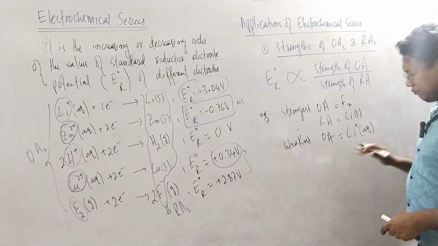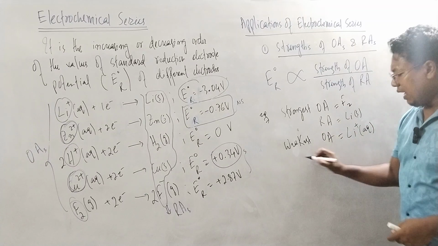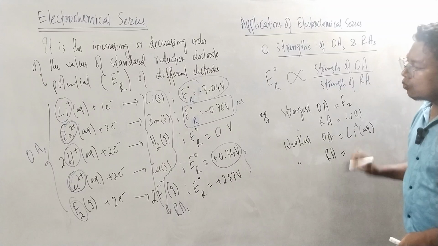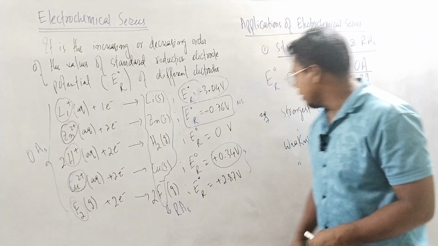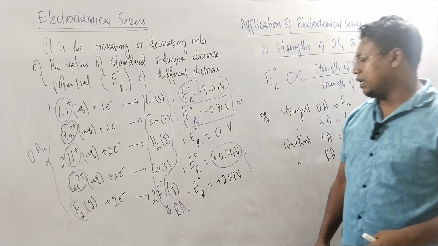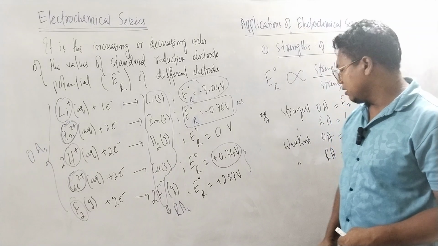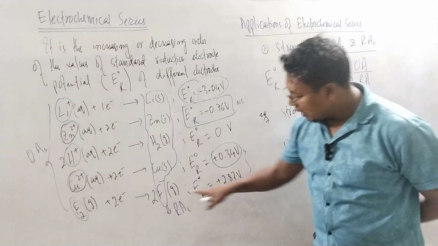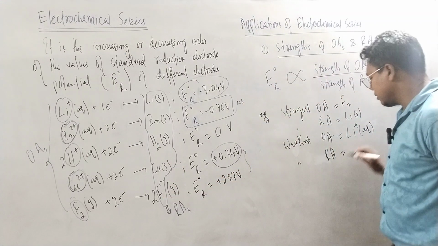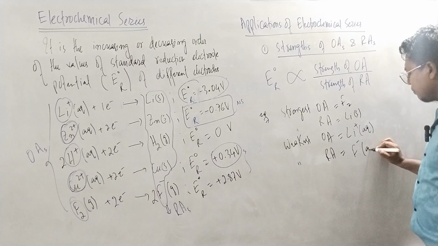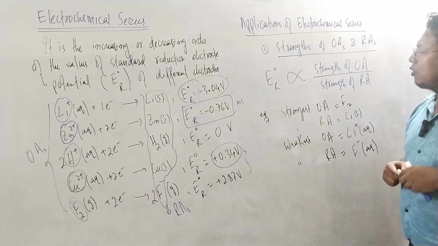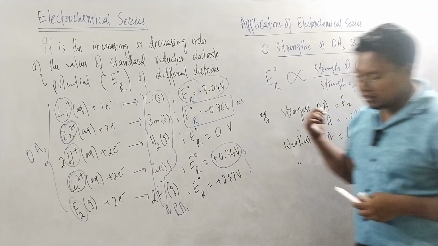This is our weakest oxidizing agent, and weakest reducing agent will be that one having maximum value of reduction electrode potential, and this will be our F minus aqueous. Okay, this is the first application of electrochemical series. Please note it down.